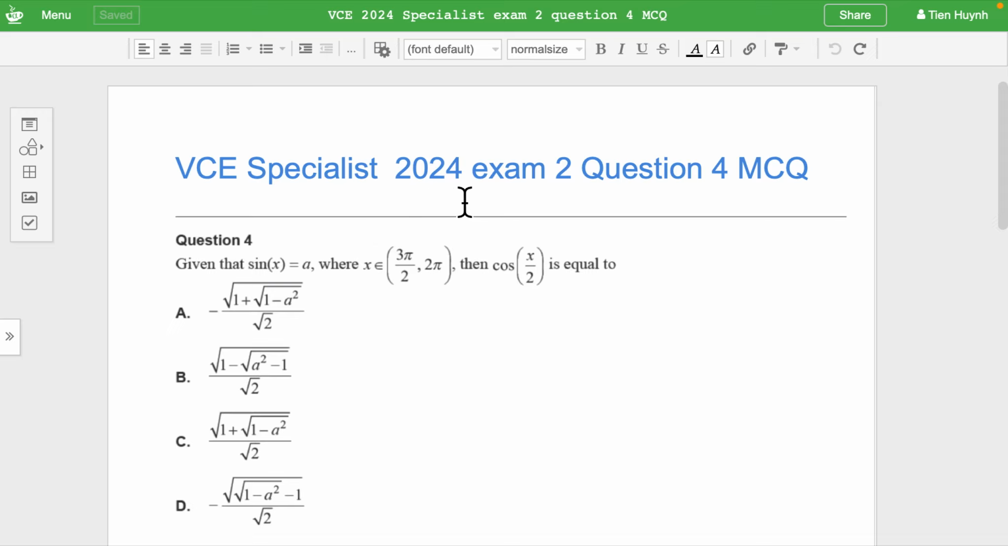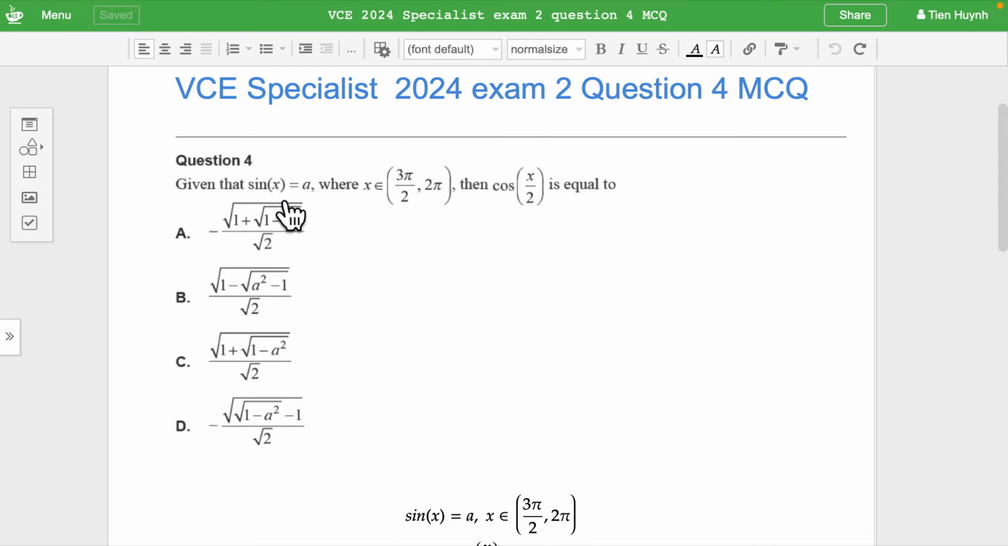Specialist 2024 Exam 2 question for MCQ. So we are given that sine of x equals a, and x is between 3 pi on 2 to 2 pi. We are asked to figure out the value of cosine of x over 2. So I have extracted the question here.